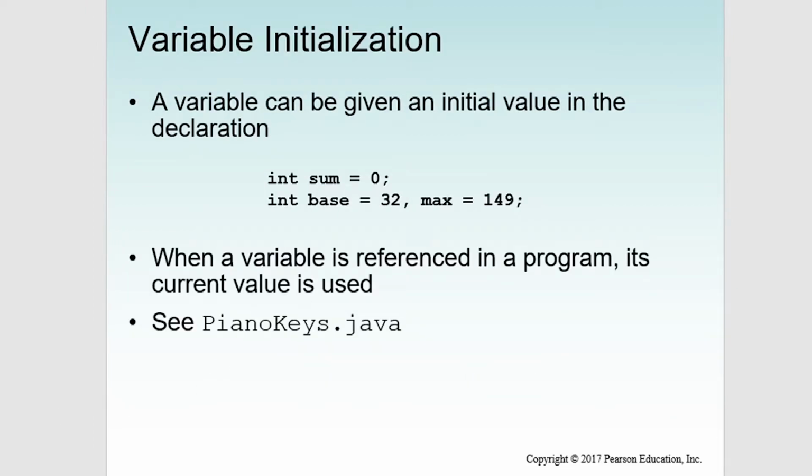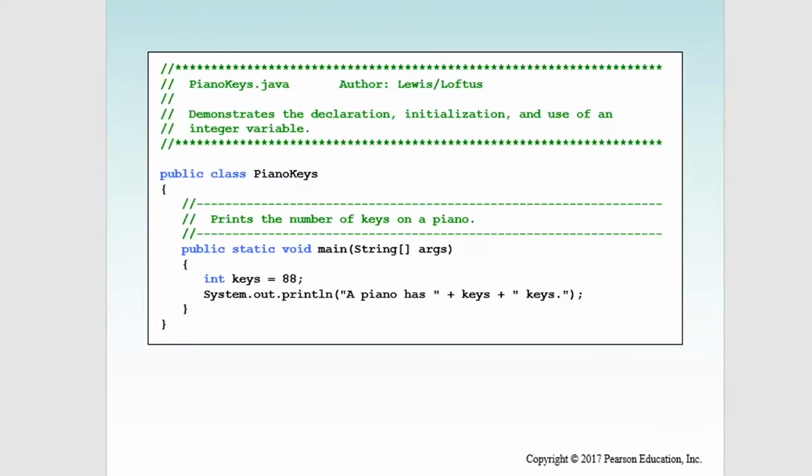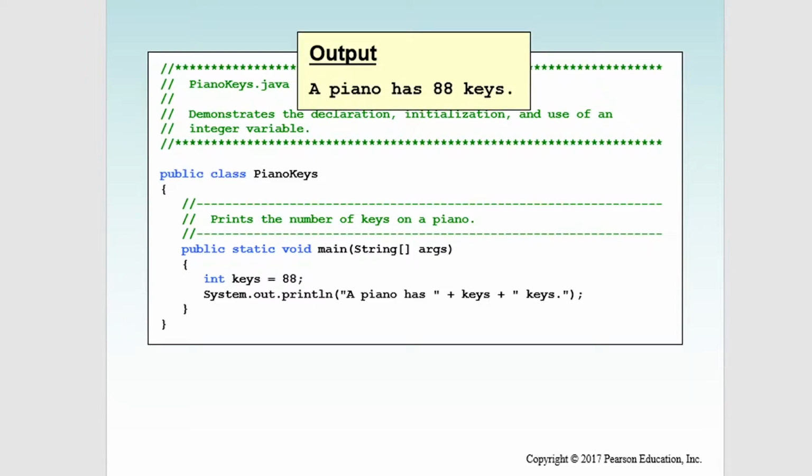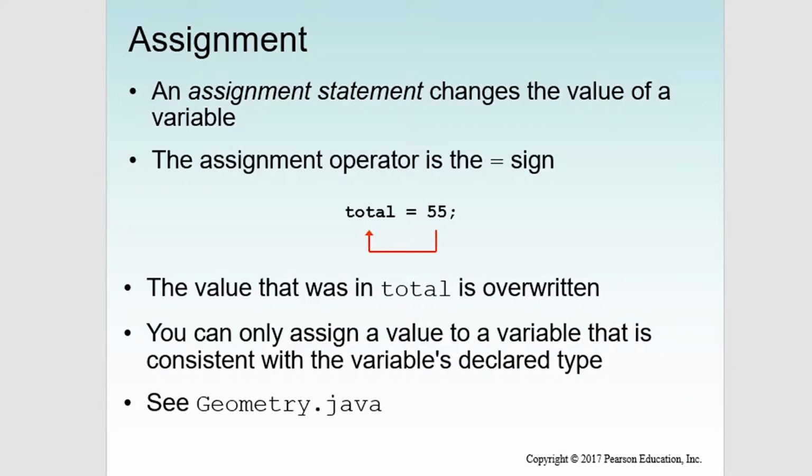A variable can be given an initial value in the declaration. So here they're assigning a value to sum, they're assigning it 0. Here they're assigning 32 to base, and they're assigning max 149. When a variable is referenced in a program, its current value is used. So here is the example in the book. They declare a variable called keys and they assign it 88, and then they print out that value, and there's the output.